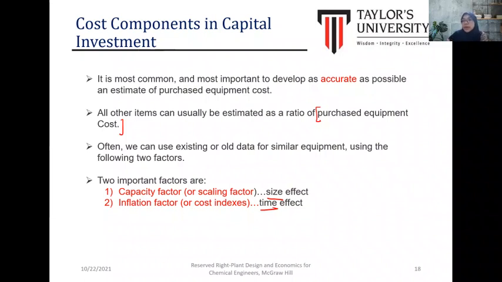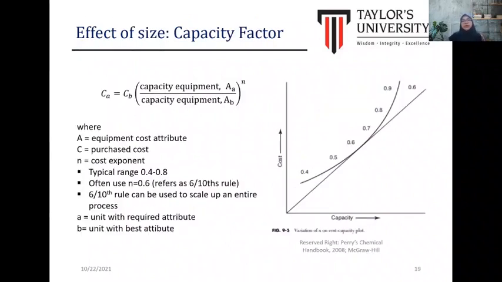Example for the size effect. To estimate the cost of purchasing a pump, the reference cost is used, for example for 10 horsepower, but for our project we require maybe 20 horsepower. So we can use the scaling factor to estimate the pump for the current project. For the cost indexes, we are going to refer to the typical cost indexes used in the industry to be compared with. I will show you an example for you to understand better.